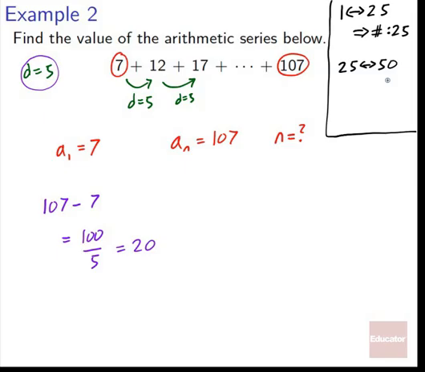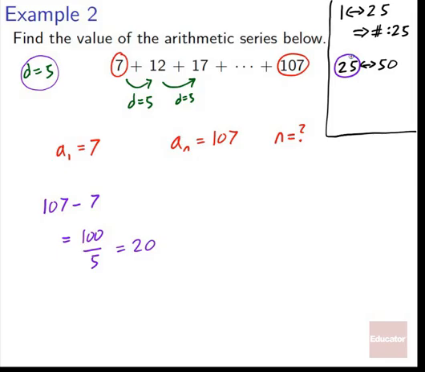How does this work? 25, 26, 27, 28, 29, 30, 31, 32, 33, 34, 35, 36, 37, 38, 39, 40, 41, 42, 43, 44, 45, 46, 47, 48, 49, 50. That's 26 things that we just counted out there. So what's going on? 25 counts as something we have to count, right?